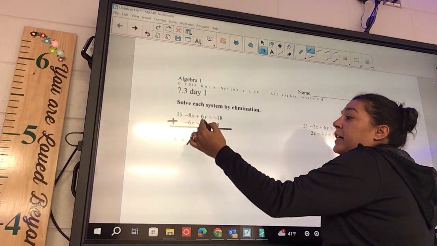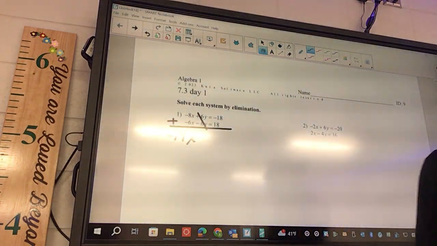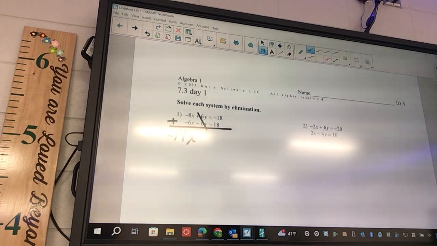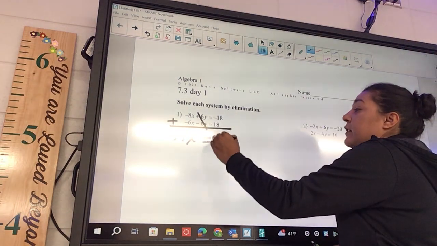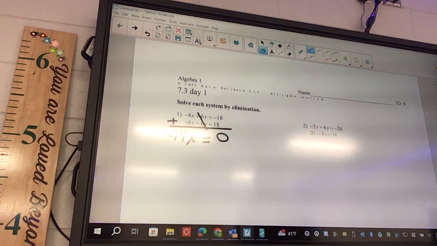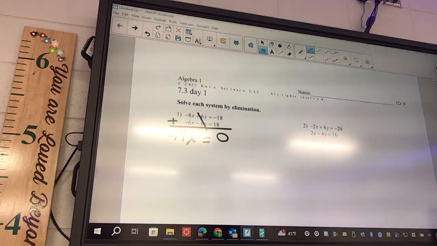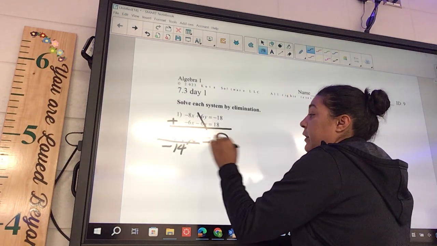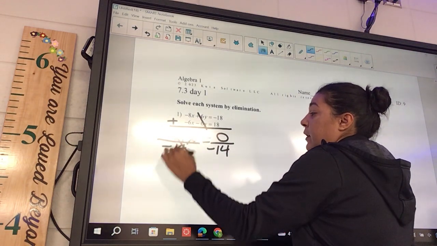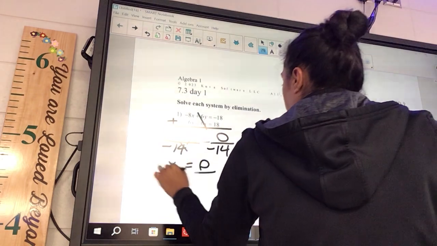Okay, well when you do these ones, they cancel. Okay, and that's the whole purpose, is to straight up eliminate a variable from the get-go. Okay, what is -18 plus 18? 0. Okay, and then we're going to divide, obviously, because we're solving for x. So divide by -14. And so we get x equals 0.